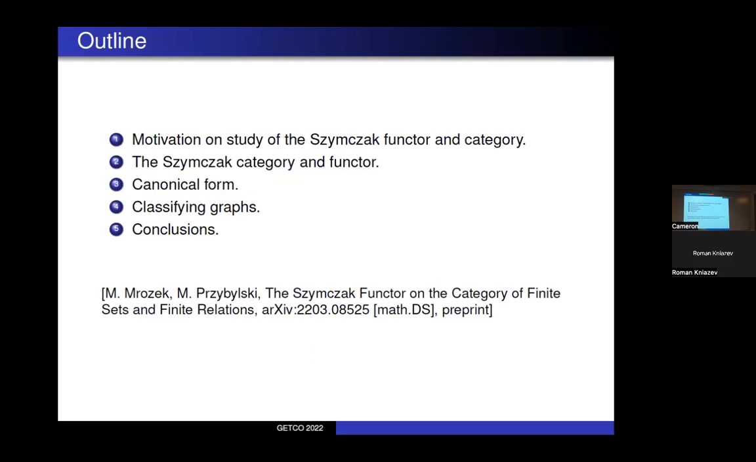a couple of ideas behind our motivation to look for the category. Then I will give you some quick details of the Szymczak category and functor. It turns out that we can find in the Szymczak category so-called canonical forms. So I will give you some description of this canonical form, but also it is possible to introduce some invariant and classify graphs by the invariants. The main reference for this talk is the preprint, which is right now available on arXiv.